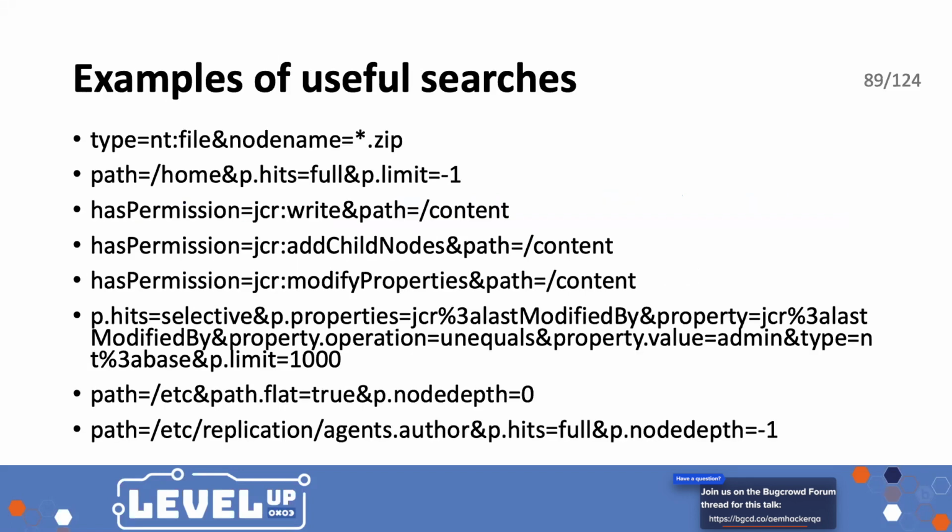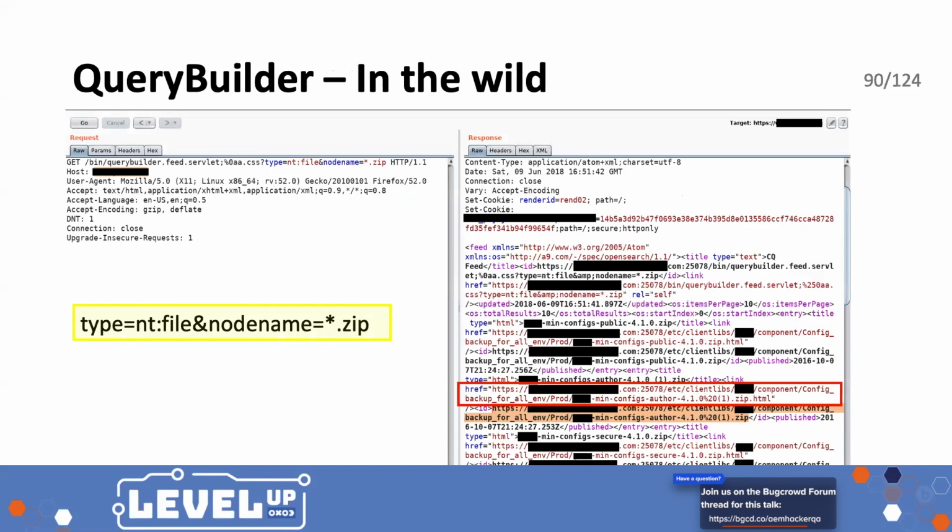On this slide, I collected searches that often rescue me and give me security bugs. Let's proceed with examples. This search gave me a path to a zip archive with production configuration of AEM instances. I was able to download this archive, and configuration from the archive included passwords for various network services.